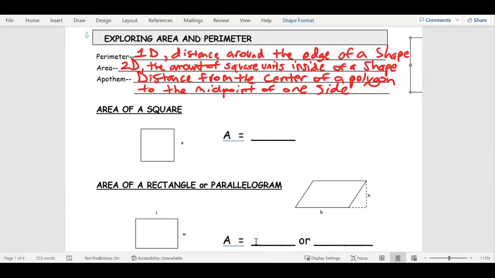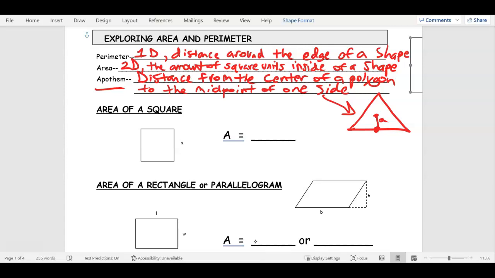And then we just talked about the apothem, the distance from the center of the polygon to the midpoint of one side. Okay, so real quick, if I had a triangle from the center to a midpoint, that is my little a, apothem. So that's an example. Okay, but we'll get to the apothem on the last section.